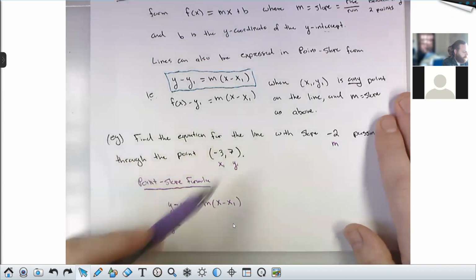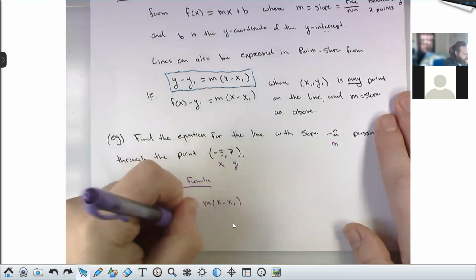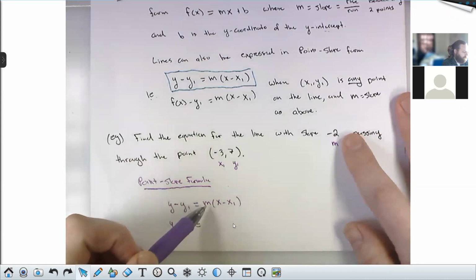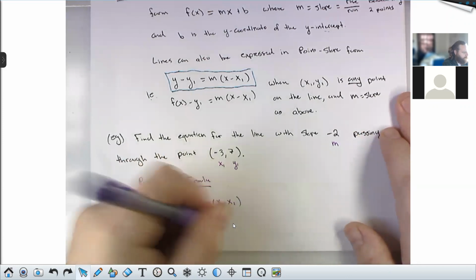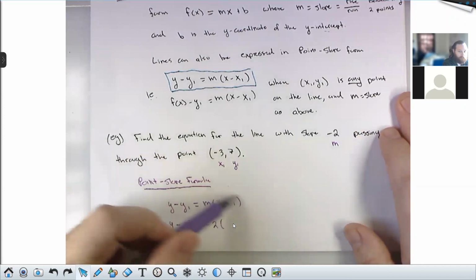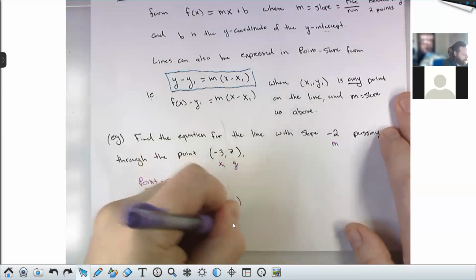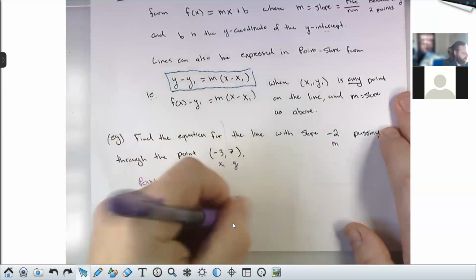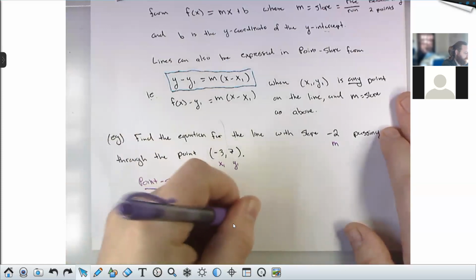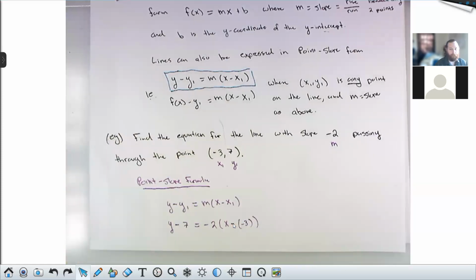So y minus y1, okay, y1 is 7, so that's y minus 7 equals m, okay, m is -2, times x minus x1. And these parentheses are important. Don't forget these parentheses. This m really does need to distribute over both of those. So that's x minus, and what's x1? It's -3. So I'm going to write little parentheses -3 here like this. Now, when you go plugging a negative number into a formula, always good to put it in parentheses because this negative here is going to need to distribute, not distribute, combine.